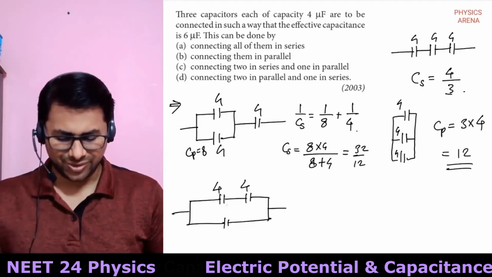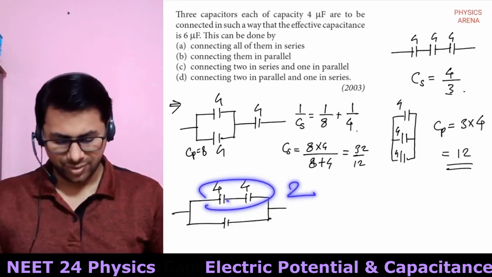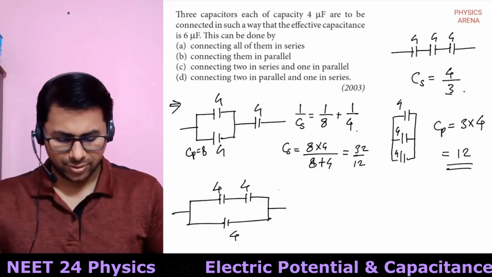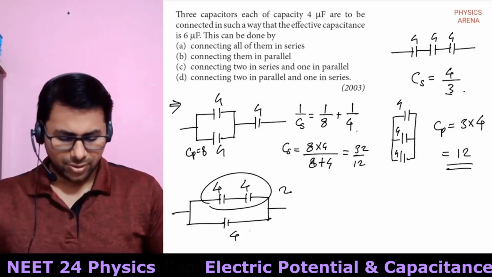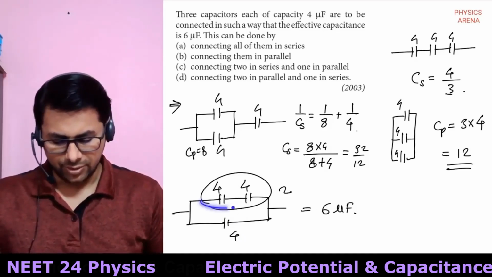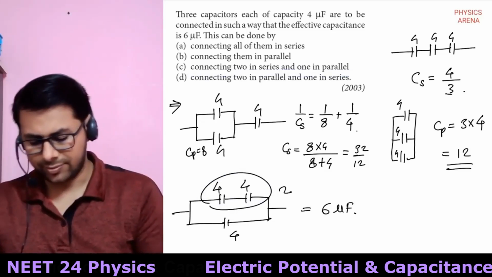Okay. So 4 and 4. What is the equivalent of this one? 2. Okay. Then 2 and 4 in parallel. So this thing is 2, and 2 and 4 in parallel. So equivalent is 6 microfarad. This is the answer. Connecting 2 in series and 1 in parallel.